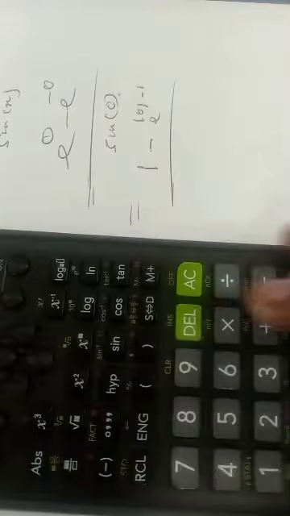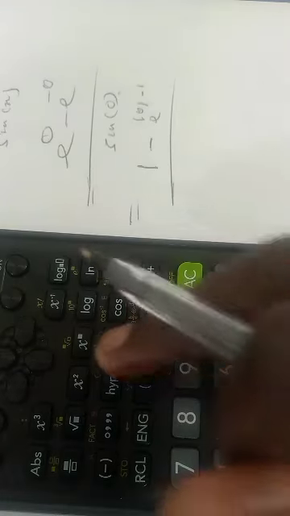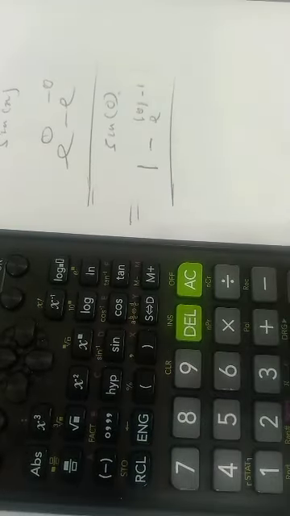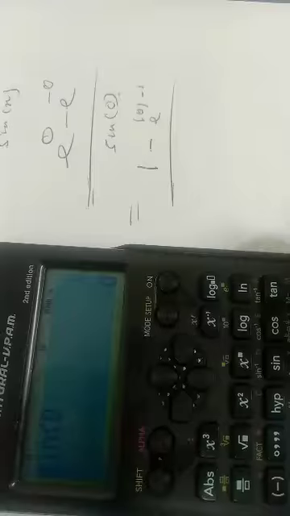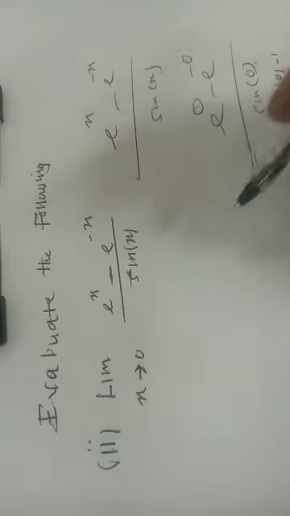If you get your calculator and ask what is sine of 0, it will give you 0. So sine of 0 is the same as 0. That implies that in this case you have 1 minus 1, which is the same as 0, over 0, which is undefined.